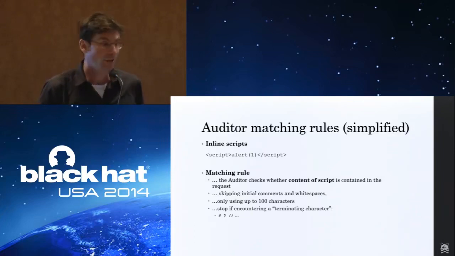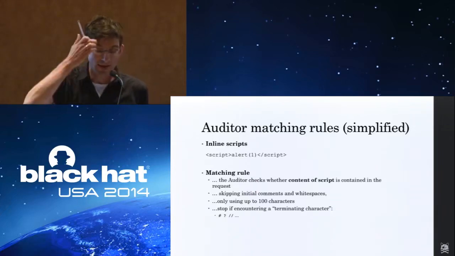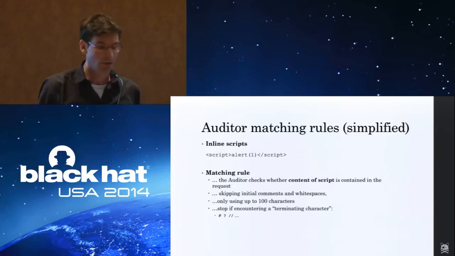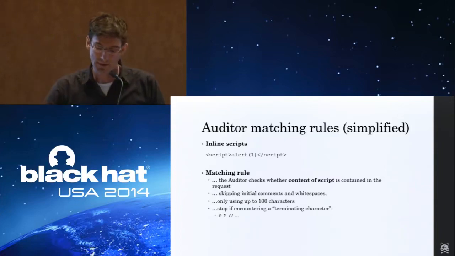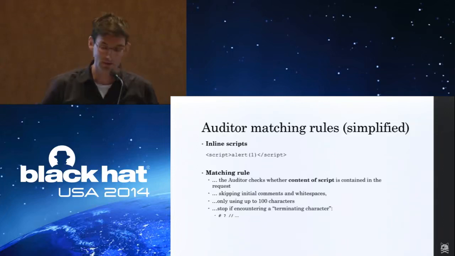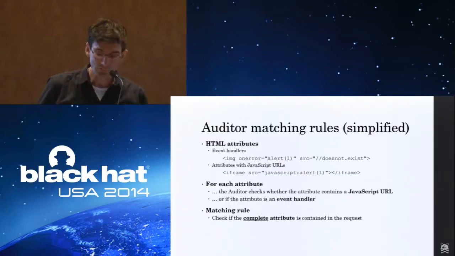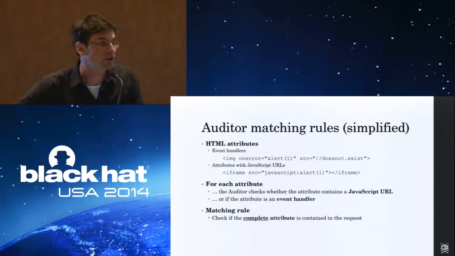It skips initial comments and white spaces. This is a normalization step, which makes sense. And it only checks the first 100 characters because they are significant enough for identifying if there's a match or if there's not a match. And it checks up to 100 characters, but it might terminate earlier. So the matching process terminates if certain terminating characters are met. And the most important terminating character in this context is the double slash for comments, because this is a usual technique that you use for certain injections where you end your injection vector with JavaScript comments. The second matching rule is for HTML attributes.